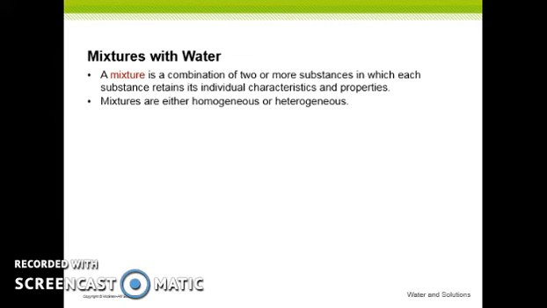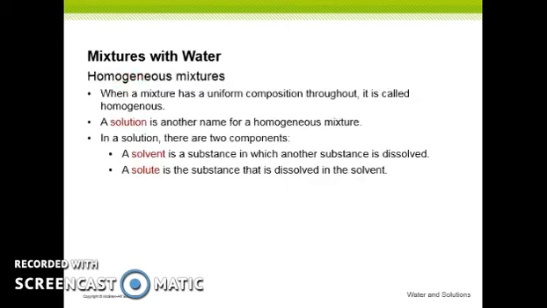So while we're on the subject of water, let me remind you what a mixture is. It's a combination of 2 or more substances in which each substance continues to retain its individual characteristics and properties. Therefore, mixtures can be either homogeneous or heterogeneous. And let's write down and talk specifically about a homogeneous mixture. It's a mixture that has a uniform composition throughout. It's all the same, okay?